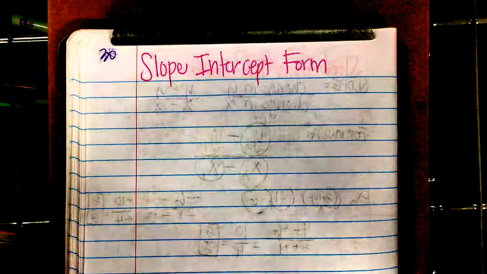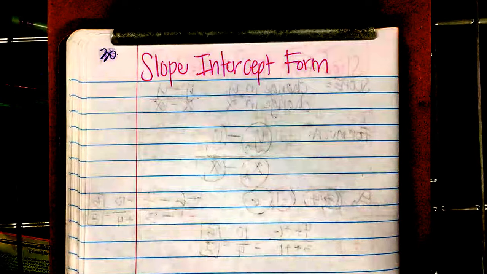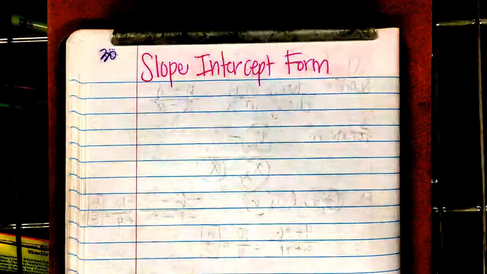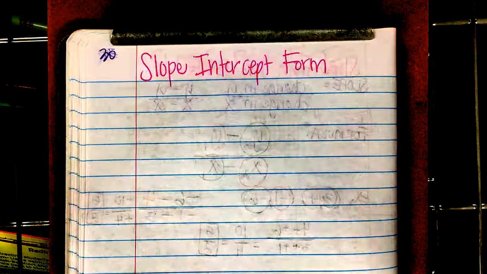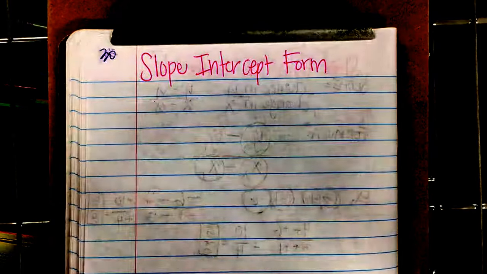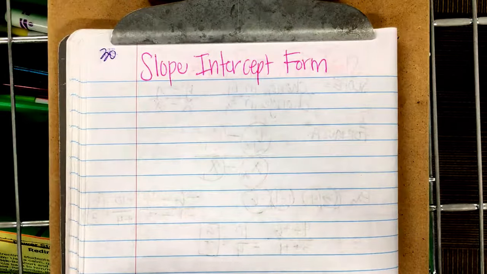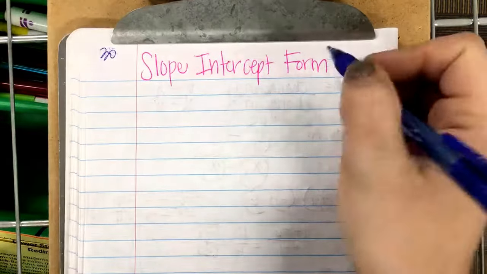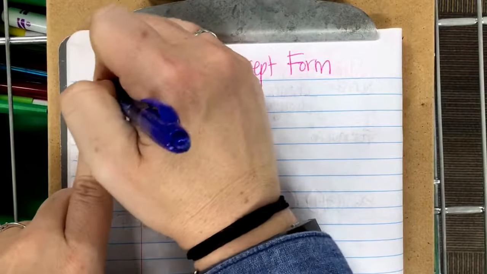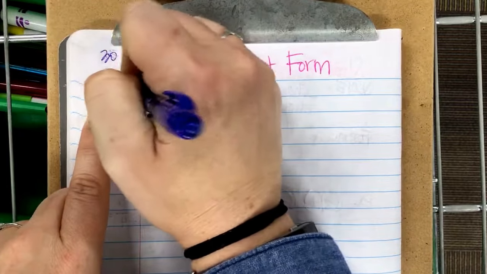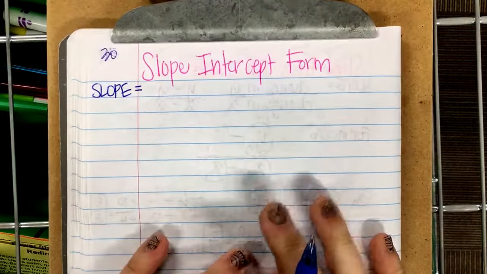So we have done slope consistently for this week, right? We've done slope from a graph. We've done slope from ordered pairs. We're now going to do slope from an equation. Slope-intercept form is an equation. So let's review the idea of slope.